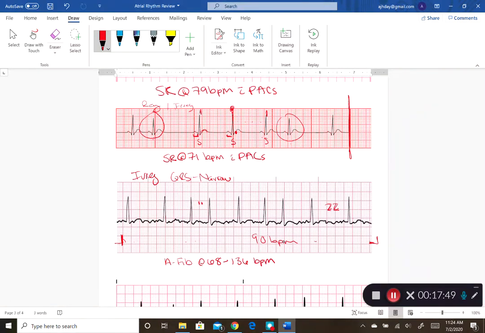So this would be a controlled AFib. And the reason it's controlled is my average rate is below 100 beats per minute. It's only 90 beats per minute. So even though when in my faster section it is over 100, my average stays below 100 beats per minute, at 90. So this is going to be controlled AFib.